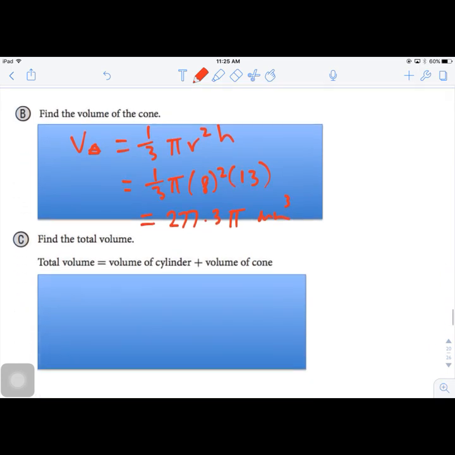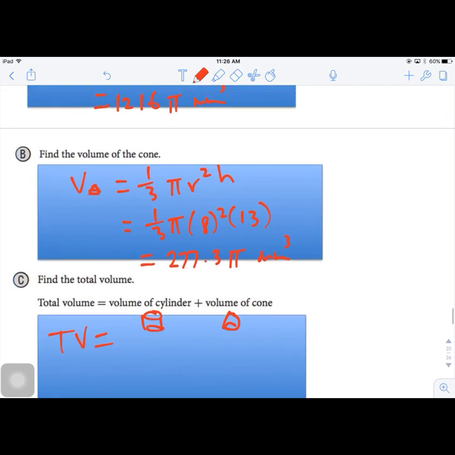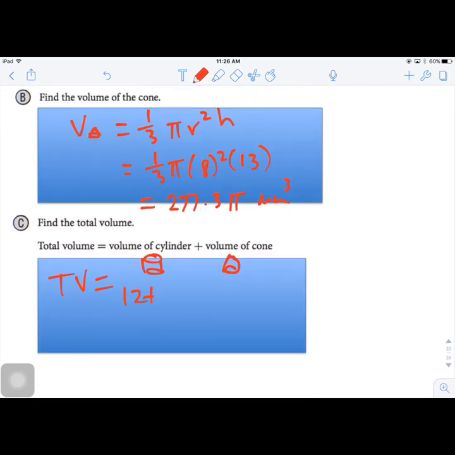Next, we're going to find the total volume. So TV, again, is equal to the volume of the cylinder plus the volume of the cone. So the cylinder has a volume of 1216 pi plus the cone has 277.3 pi for a total of 1493 pi.